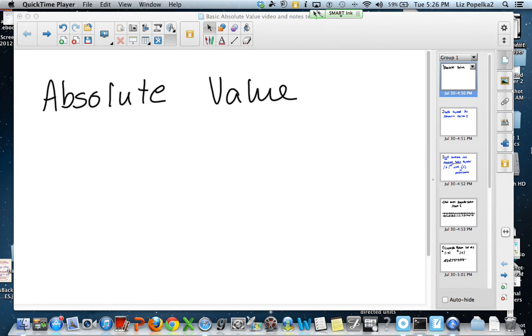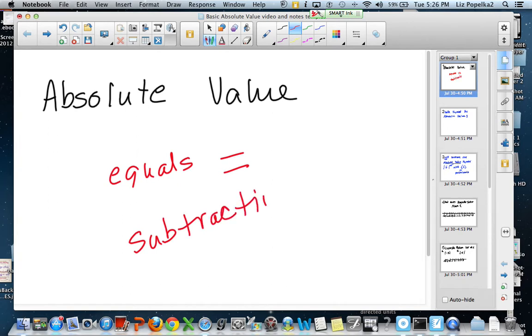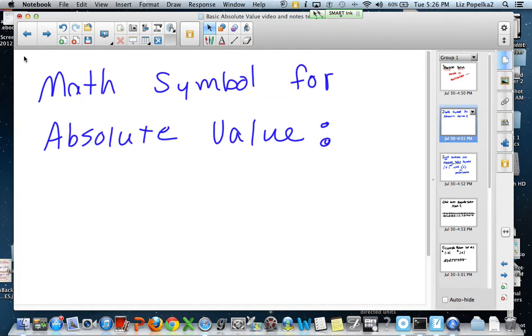Today's lesson is going to be over the term absolute value. And before we talk about what absolute value means, let's talk about the math symbol for absolute value. Just like instead of writing the word equals for everything, we write a symbol that looks like this. Just like instead of writing out the word subtraction, we have a symbol that looks like this. Instead of writing out the words absolute value, we have a math symbol that represents that as well. And this is what that symbol looks like.